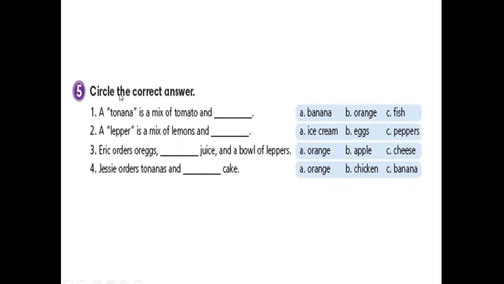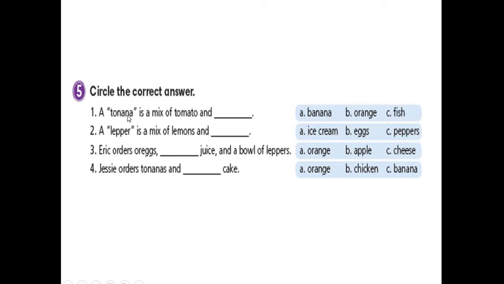So we have here another part of questions based on the video. It says here, circle the correct answer. So you need to choose one answer out of these 3 choices for each number. So let's start. A tunana is a mix of tomato and blank.